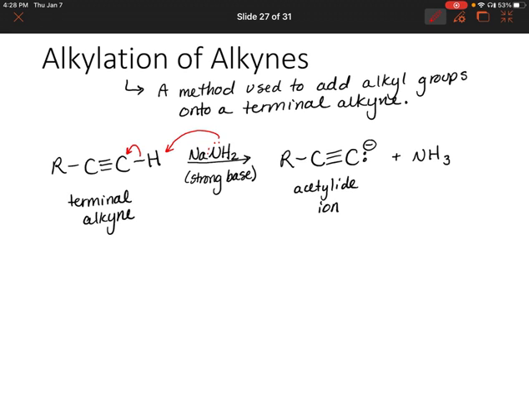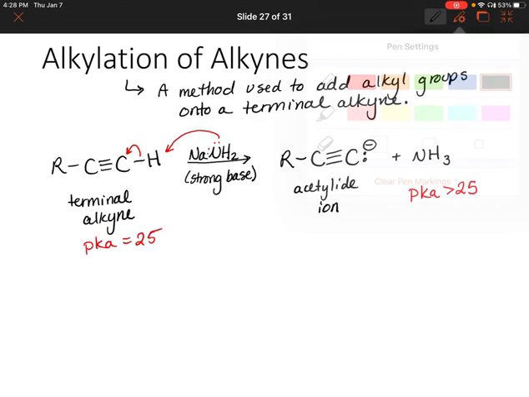Now, there is one stipulation here. The conjugate acid of the strong base has to have a pKa greater than 25. Now, the terminal alkyne has a pKa equal to 25. So what we're really trying to prevent here is the acetylide ion reprotonating itself.